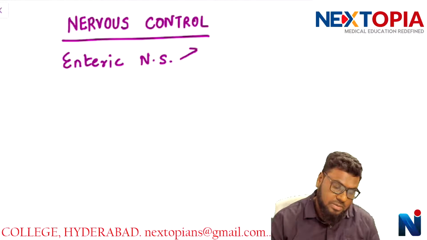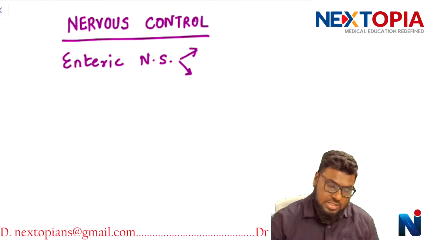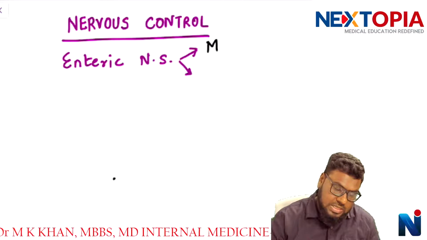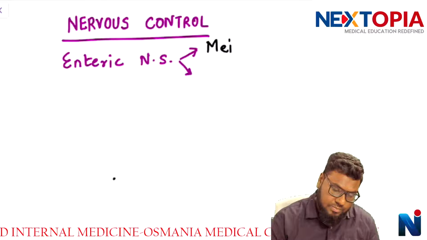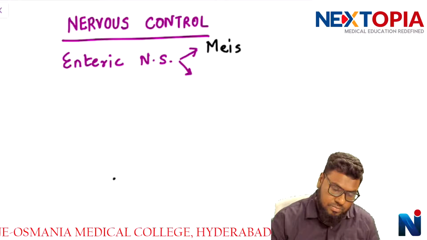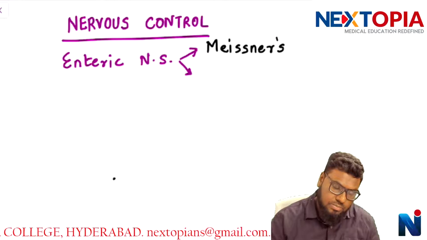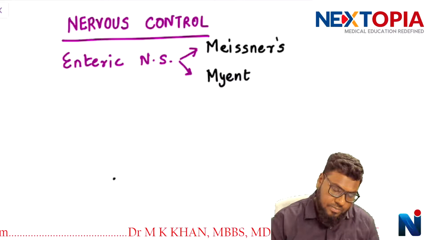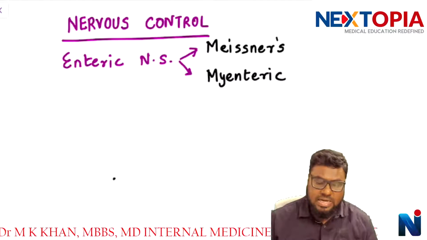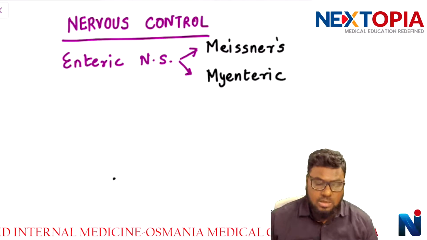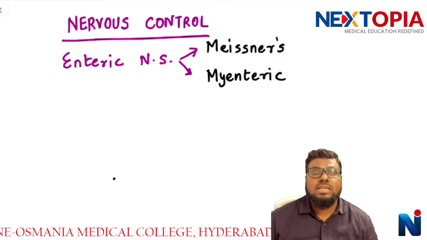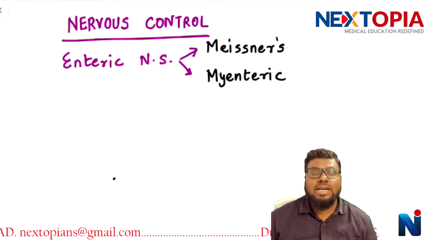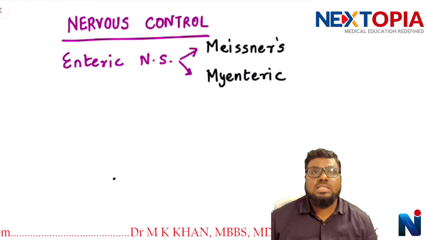So what are the two important types of enteric nervous system? The Meissner's nerve plexus and the myenteric. Myo means muscle, enteric means of the intestine. Myenteric nerve plexus and the Meissner's nerve plexus. Plural we call it plexi. So the myenteric and the Meissner's nerve plexi.